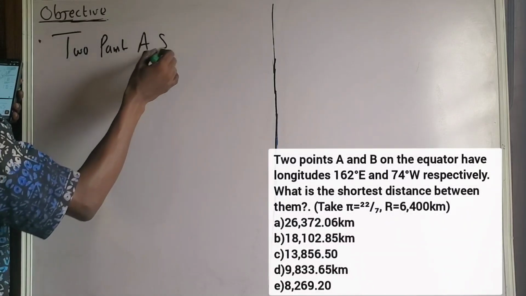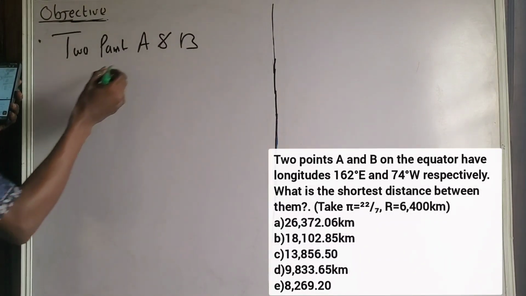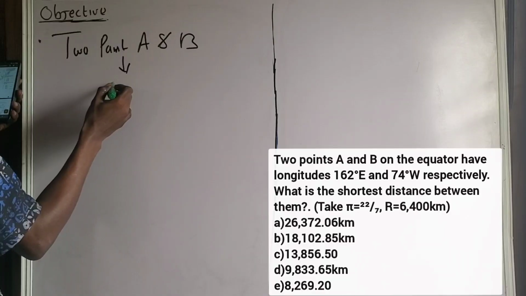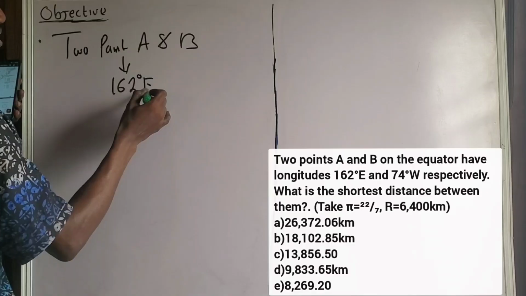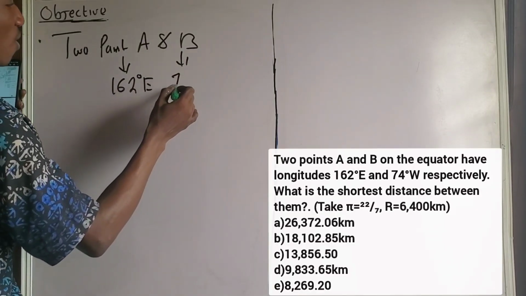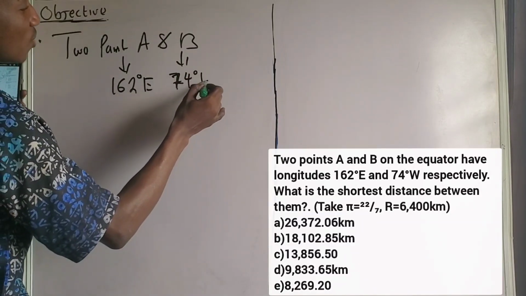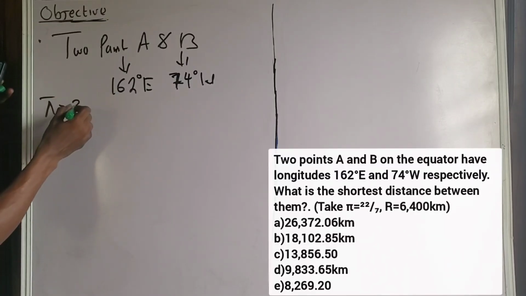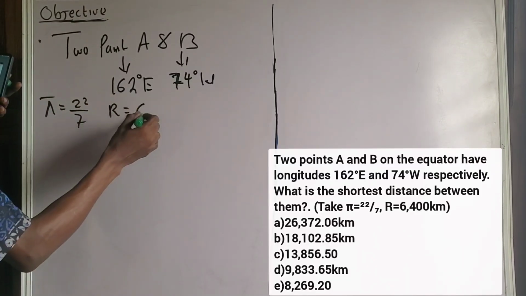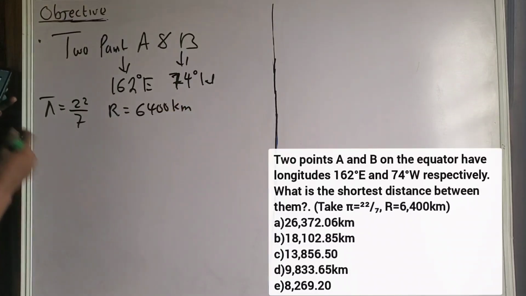The longitude of A is 162 degrees east, and that of B is 74 degrees west. Okay, please pay attention. Now, if you want to calculate the shortest distance, R equals 6,400. The first step is that you have to calculate the difference in longitude. You understand? You have to calculate the difference in longitude.